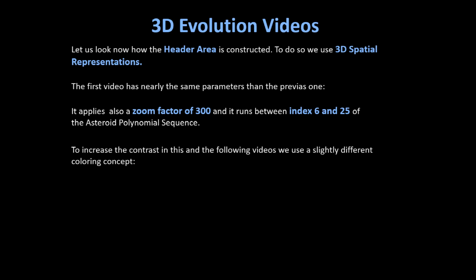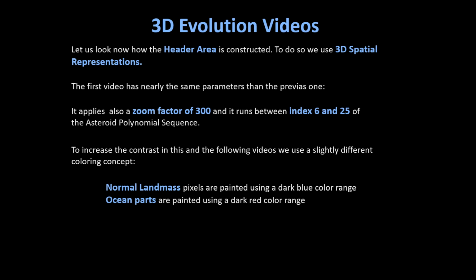To increase the contrast in this and the following videos, we use a slightly different coloring concept. Normal landmass pixels are painted using a dark blue color range. Ocean parts are painted using a dark red color range.